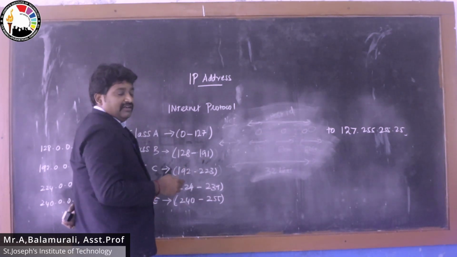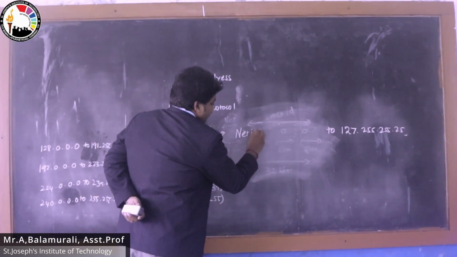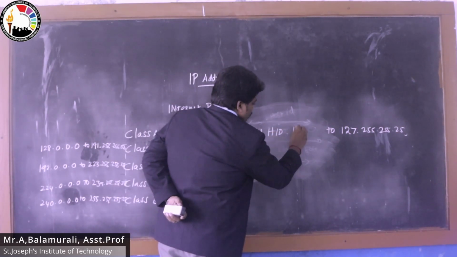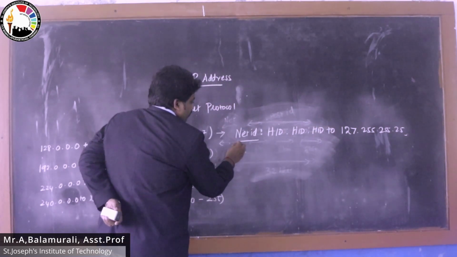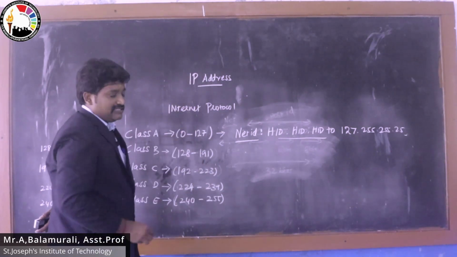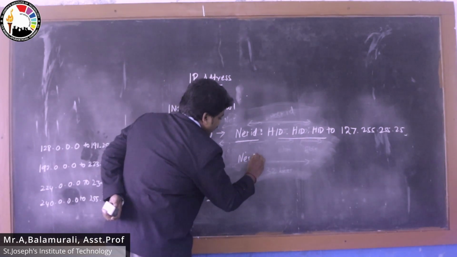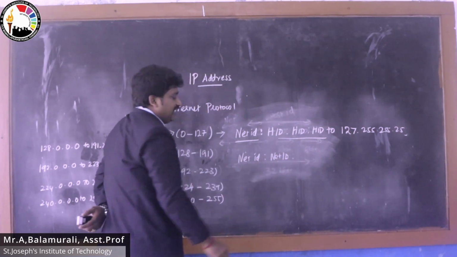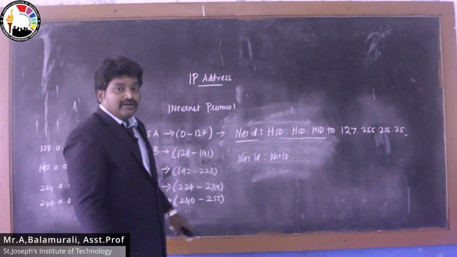Okay, so clearly I will write here: net ID, host ID, host ID, host ID. So here 8 bits only are net ID, remaining all 24 bits are the host ID in Class A ranges. Next one is the Class B. So net ID is 16 bits, which means 2 partitions are allocated for net ID and the remaining 2 partitions are going to be allocated for host ID.